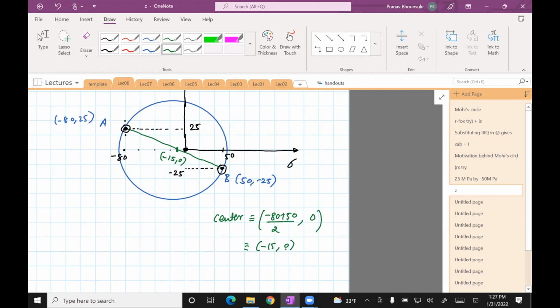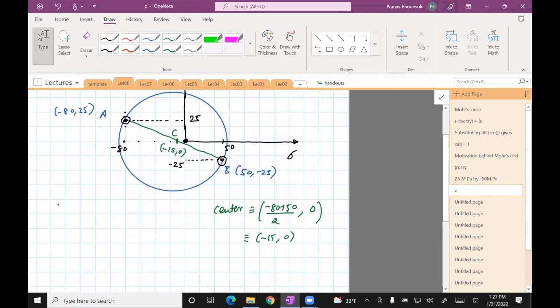Okay, now we need to find the radius of the circle. And that, as I said, you can get from the Euclidean distance. So you can find the distance between A and B, which will give you the diameter, and then you halve it, or find the distance between the center, let's call that C, and point B. So we can just use the distance between C and B. So the radius is the square root of the difference in the x coordinates between C and B, so that's minus 15 minus 50 squared, plus 0, which is the y coordinate of C, minus 25, which is the y coordinate of B, squared.